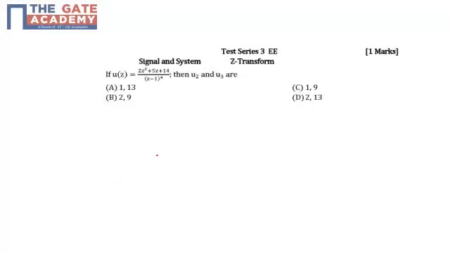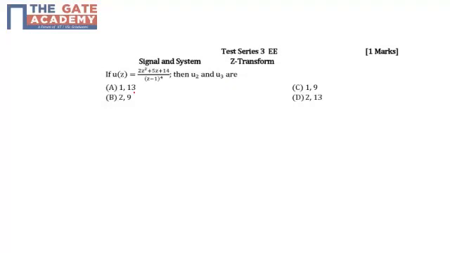Hello students, the following question is from test series 3, subject Signals and Systems, chapter Z transform, and the question is asked for 1 mark. The question is: if U(z) is equal to (2z² + 5z + 14) divided by (z - 1)⁴, then the values of u(2) and u(3), that is for n equal to 2 and n equal to 3, are dash.